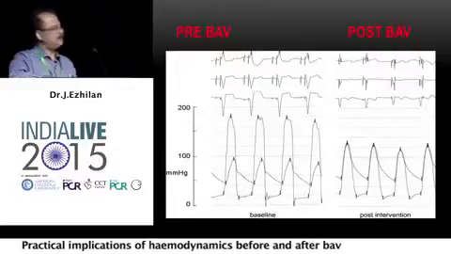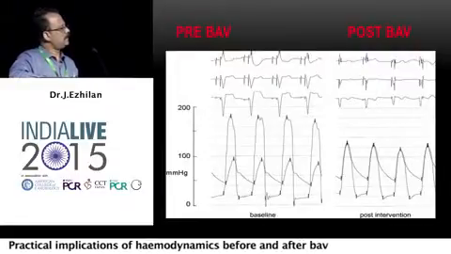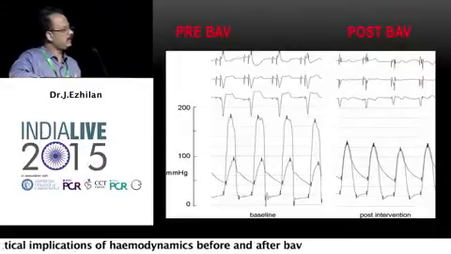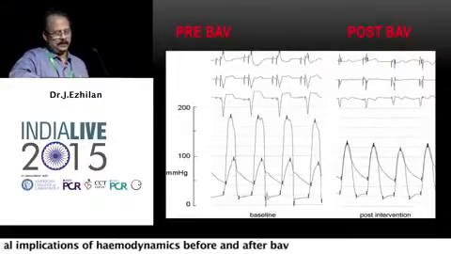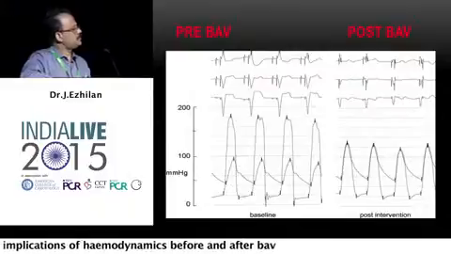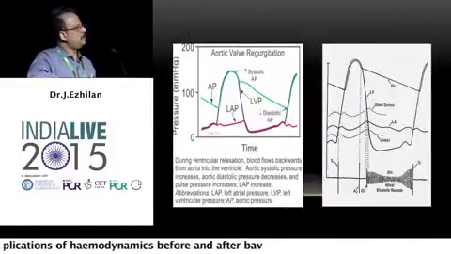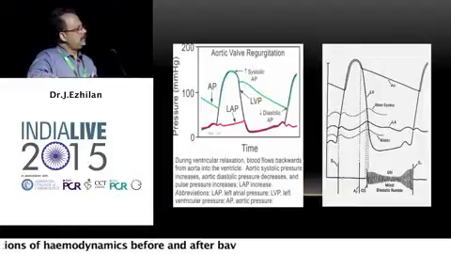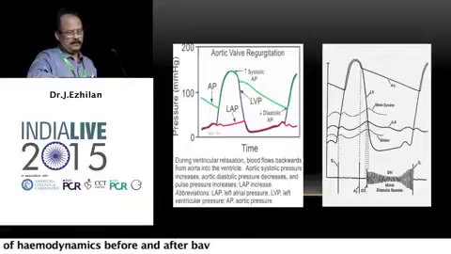So this is the pre-BAV. You can see the gradients, and then this is post-BAV. This is what you ideally expect after the procedure, but you may not see that. Instead, if you see this, you know that you have torn the wall and the patient has developed aortic regurgitation. And with this, you can even tell whether the aortic regurgitation is mild, moderate, or severe.